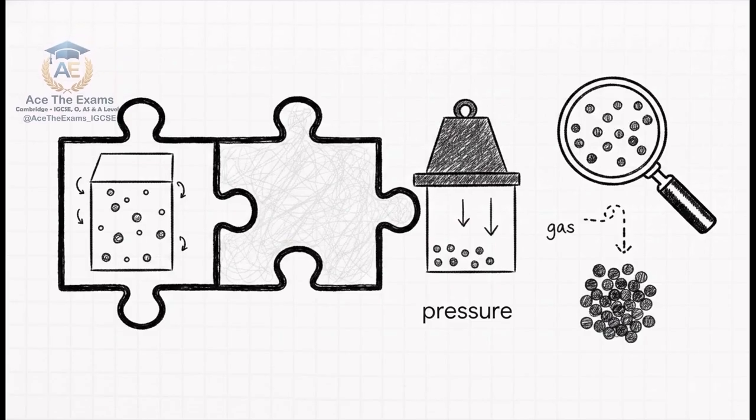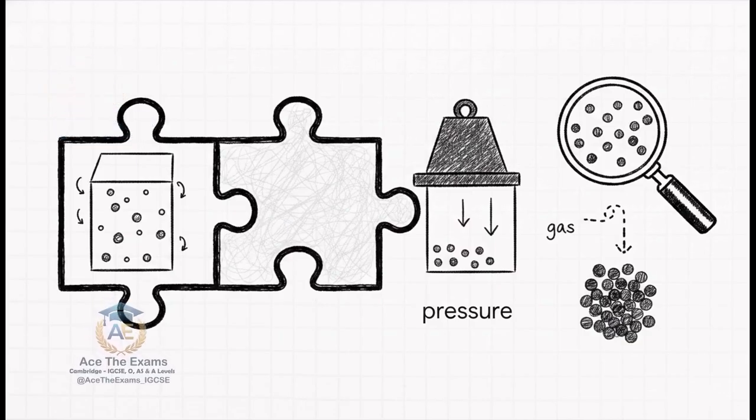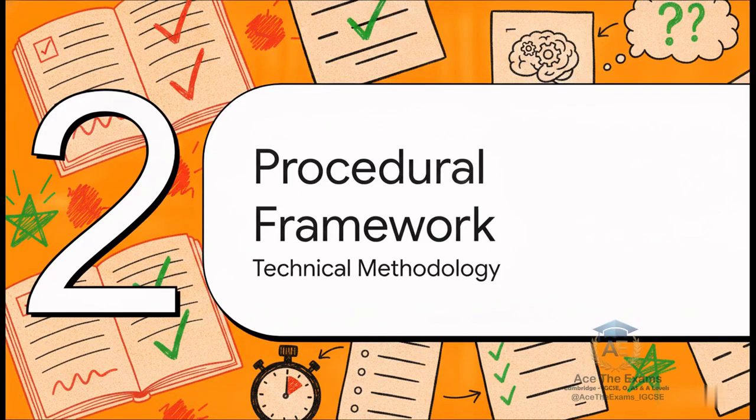Furthermore, connecting the boiling temperature of water to standard atmospheric pressure bridges thermal physics with your pressure topic. If atmospheric pressure drops, what happens? The boiling point drops. Showing the examiner that you understand this interconnected web of physics is basically guaranteed to elevate your grade profile. Let's move to Part 2, the procedural framework.